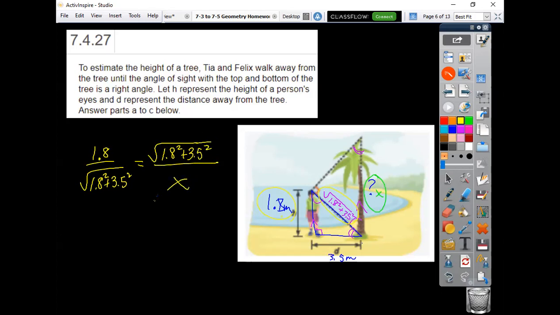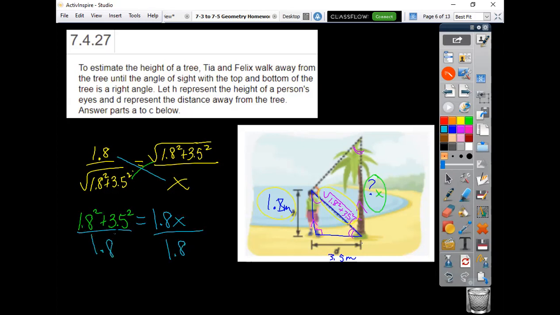So when you cross multiply here, do your cross product, multiplying these two, the square roots would go away because the square root times the square root is like squaring it, it just removes it. And then equals, when you multiply the other way, the 1.8 times the x, and divide by this 1.8, and you would have that.